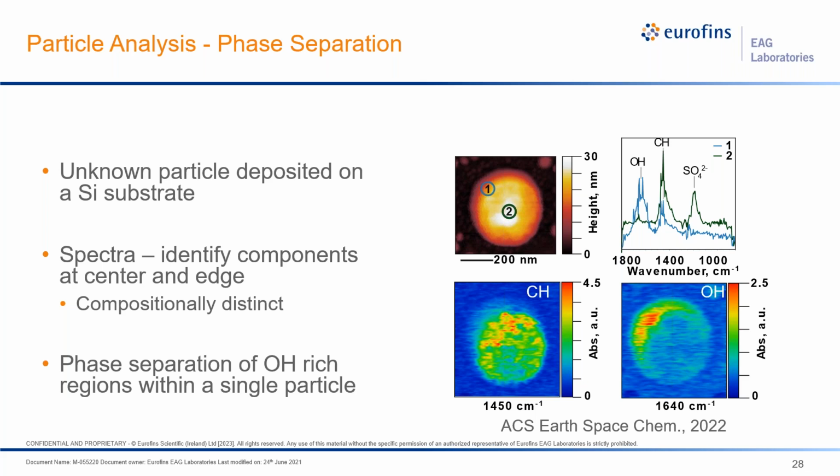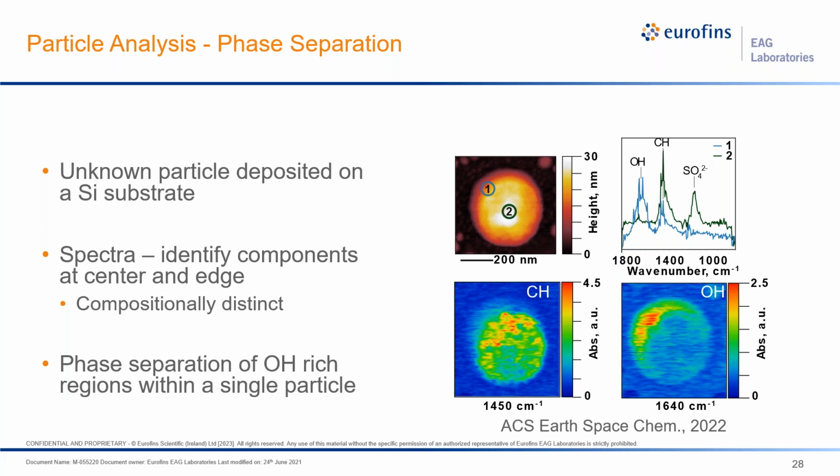And in this case, because we don't know what the compound is, we want to take spectra initially to figure out if there are any differences within this single particle. So if we take spectra at the center and edge, what we find is that the features are actually fairly different. We see hydrocarbon bands in both spectra, but at the edge of the particle, we see this broad intense peak around 1600 wave number, which is due to hydroxyl groups, likely water in this particle.